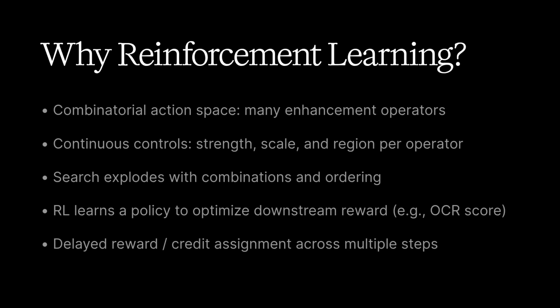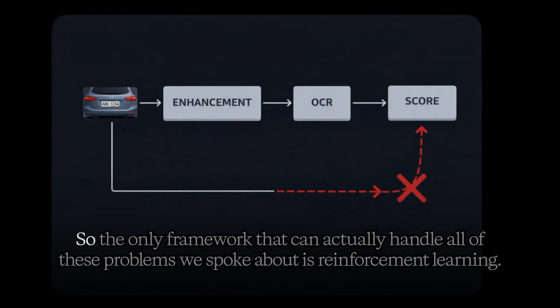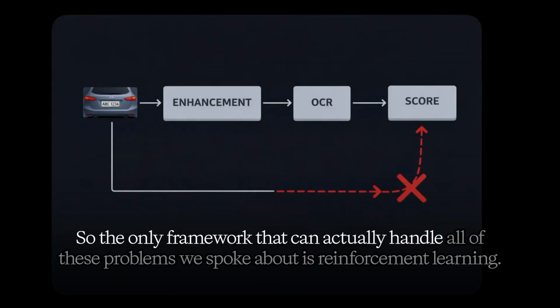Another reason is delayed credit assignment. Downstream models need to finish processing before we get the results, so the reward is delayed. The only framework that can actually handle all of these problems we spoke about is reinforcement learning.